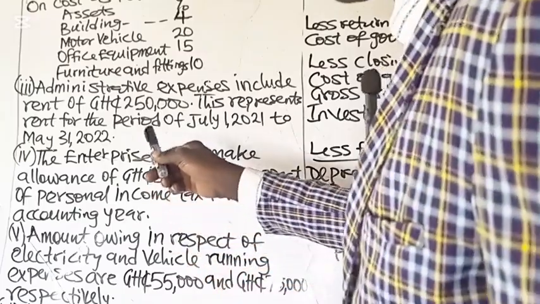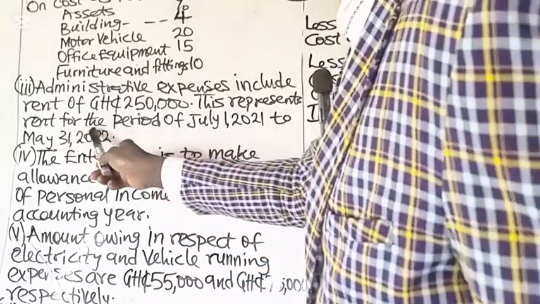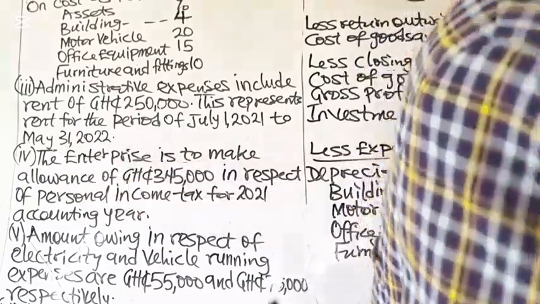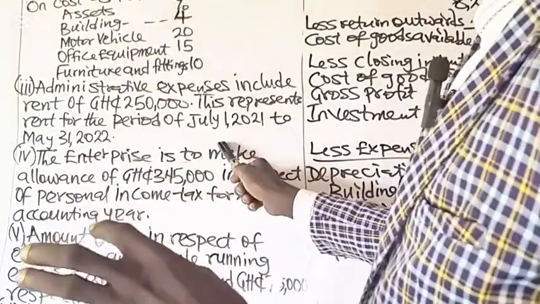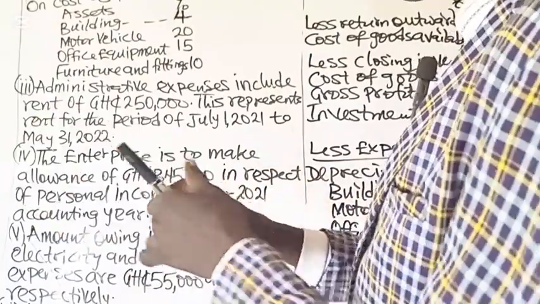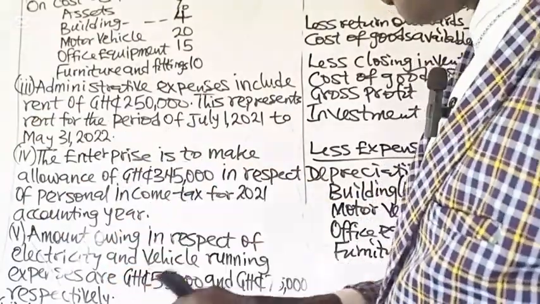Now, look at this. Rent. You were told rent for the period of July 2021 to May 31st, 2022. So that means July 2021, August, September, October, November, December is still part of the accounting period.